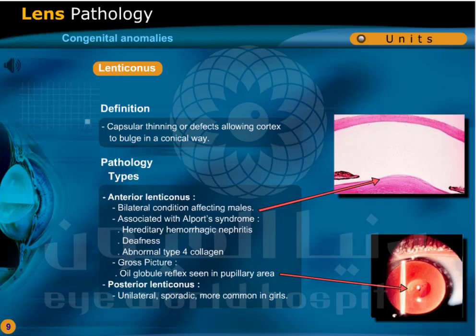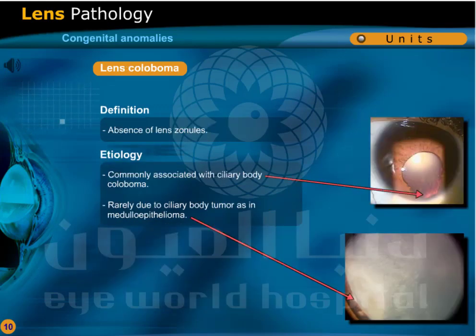Posterior lenticonus. This is a unilateral sporadic condition, more common in girls. Lens coloboma. Lens coloboma is absence of lens zonules. It is commonly associated with ciliary body coloboma, and rarely due to ciliary body tumors as in medulloepithelioma.